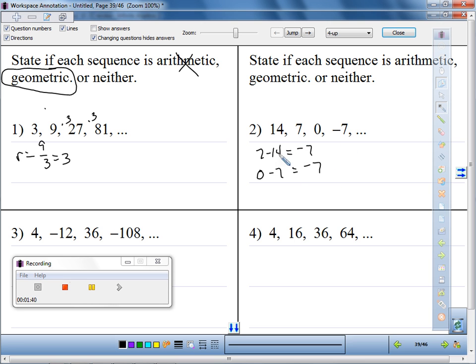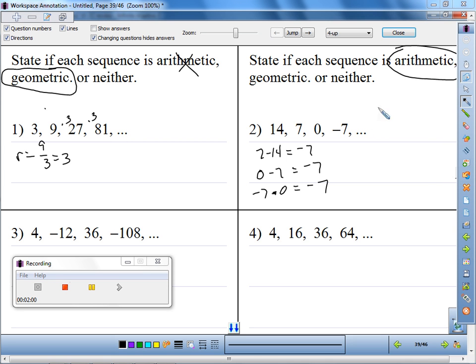If I take 7 minus 14, that gives me negative 7. 0 minus 7 gives me negative 7. And if I go negative 7 minus 0, I get negative 7. Okay, so negative 7 is the common difference. Therefore, this one is arithmetic, because we're getting from one term to the next by adding negative 7.